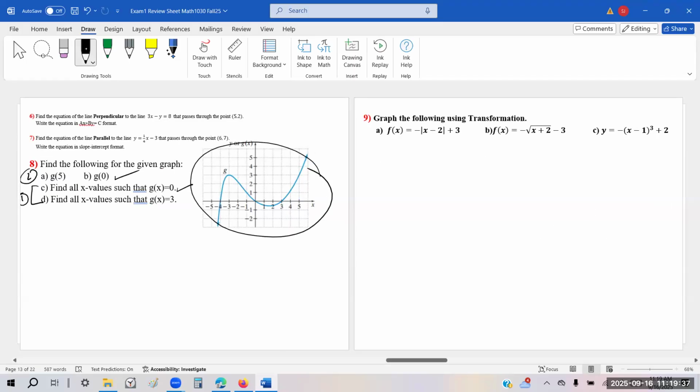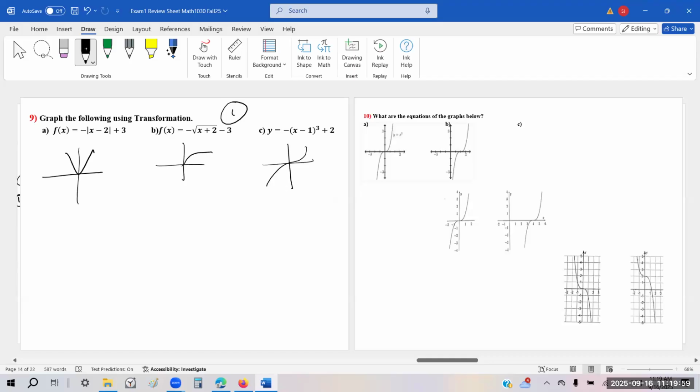We have 3 types. Absolute value is the V, square root is this, and cubic is this. So from these three shapes, I'll give you one shape, and you're going to do all three transformations: reflection, left, right, and up, down. So one. And then this type of scenario where the transformation will be given, you have to write down the equation for the transformation. Definitely one.